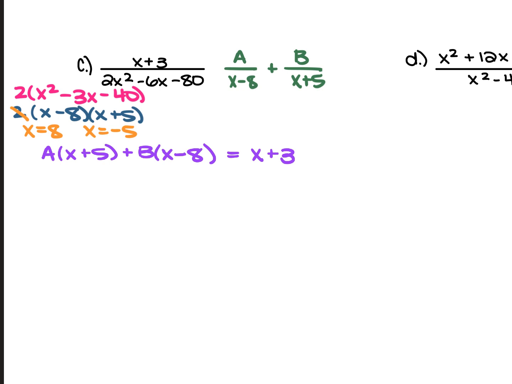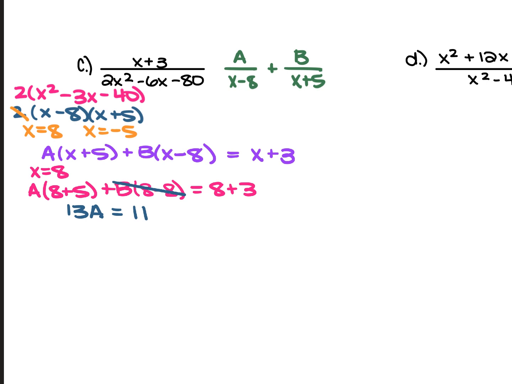Okay. So with this, I'm going to plug in the 8 first. If x is equal to 8, that's going to give us a times 8 plus 5 plus b times 8 minus 8 is equal to 8 plus 3. Your 8 minus 8 is 0, so that b is going to cancel. You're going to have 13a is equal to 11. Divide each side by the 13, you get that a is 11 over 13.